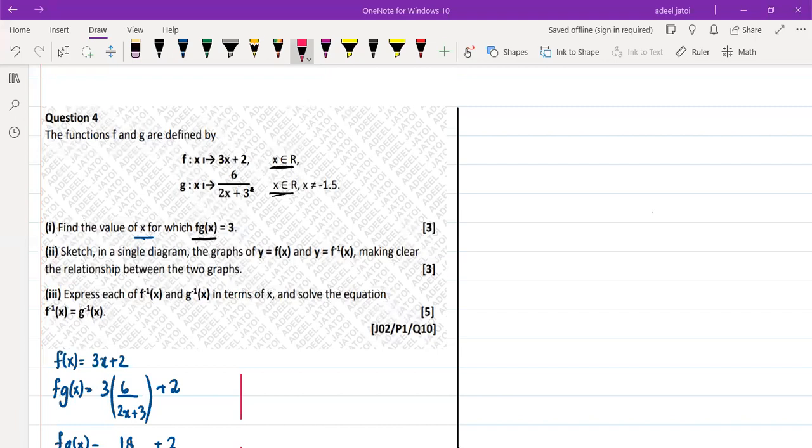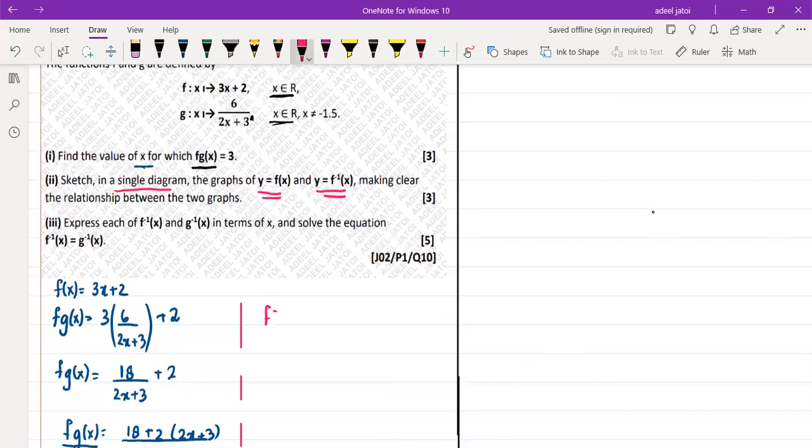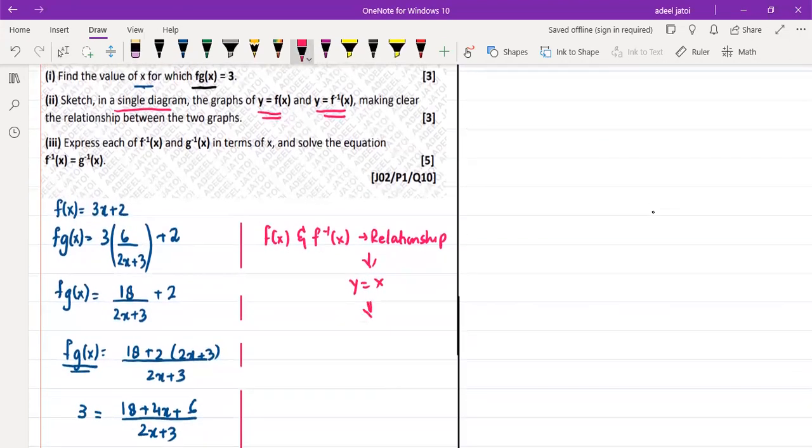So in part 2, the question says sketch in a single diagram the graph of y equal to f(x) and y equal to f inverse of x, making clear the relationship between the two graphs. Now, the f(x) and f inverse of x relationship is always about the line y equal to x. And whenever there is y equal to x, basically it is a reflection.